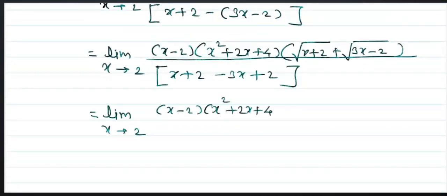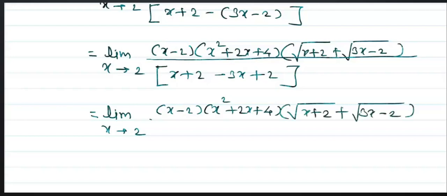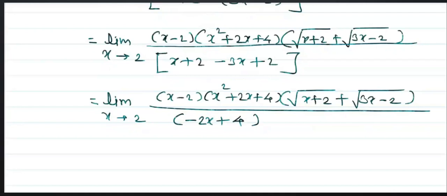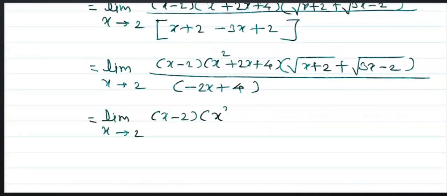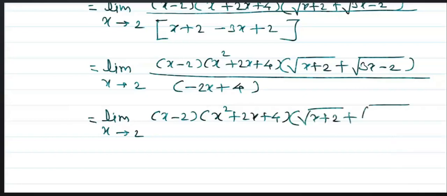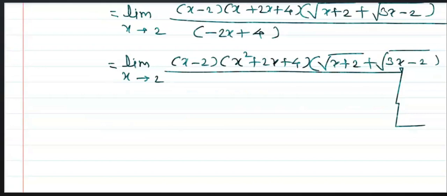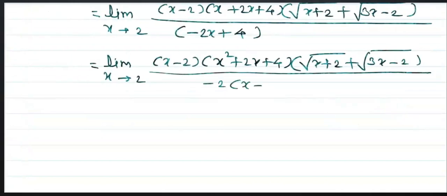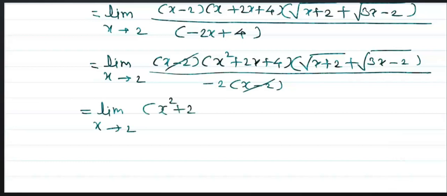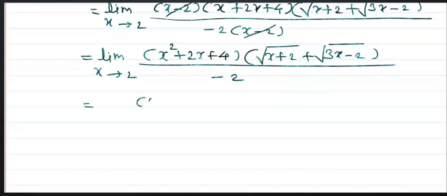If we evaluate this, limit x tends to 2, (x minus 2)(x square plus 2x plus 4) into (root of x plus 2 plus root of 3x minus 2) upon minus 2x plus 4. Take minus 2 as a common, then in bracket you will get x minus 2. From the numerator and the denominator, x minus 2 will get cancelled. Limit x tends to 2, (x square plus 2x plus 4)(root of x plus 2 plus root of 3x minus 2) upon minus 2.